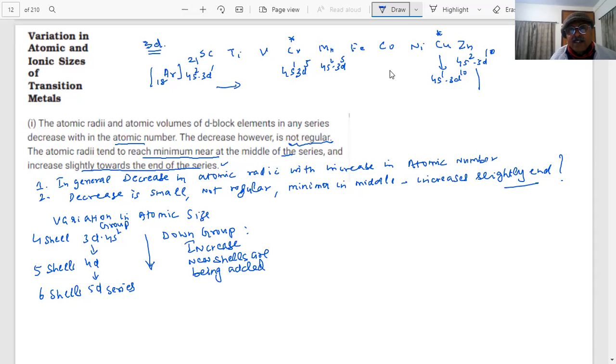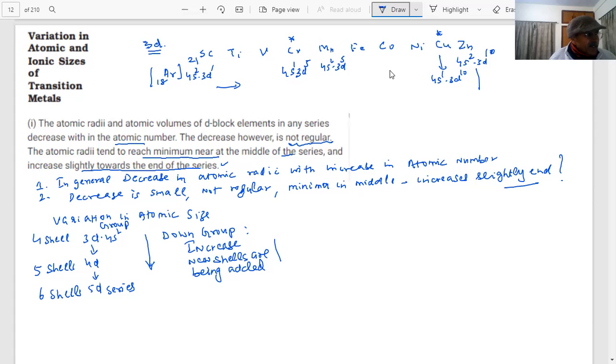So, an increase in shells. If the number of shells is increasing, students, think of a building: you have a ground floor, first, second, third. If you are putting more floors, what will happen? The size will increase. So you are adding more shells as you are going down the group. Therefore, what we expect? The size will increase, students, with the addition of new shells.